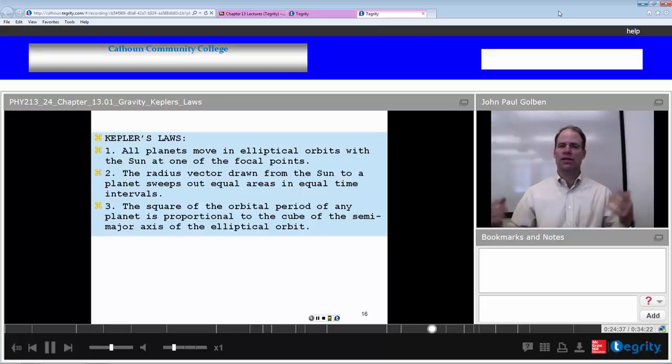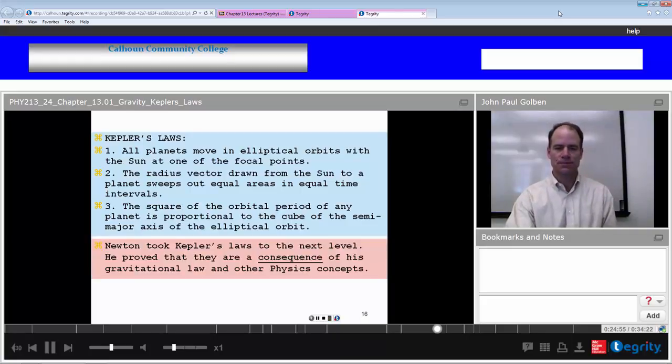It's strictly him poring over data, finding mathematical relationships that worked, and fit the data. He didn't know why. He didn't know how. They just fit the data. It's just an empirical study, a brilliant study, and a brilliant conclusion on the motion of the planets.